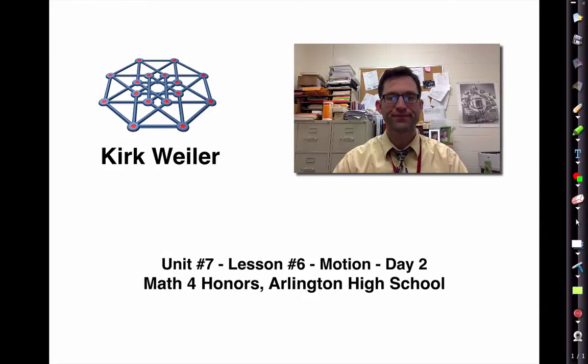I'm Kirk Weiler, and today we're going to be looking at Unit number 7, Lesson number 6, our second day on one-dimensional motion. In our last lesson, if you recall, we're keeping track of either the horizontal position of an object as a function of time, or the vertical position of an object as a function of time. Last time we had the concepts of displacement, which was the change in position. We had average velocity, which was the displacement divided by the elapsed time. And most importantly, we had instantaneous velocity, which now we're just going to call velocity, which was the derivative of the position, and it told us how fast the position was changing and whether the position was increasing or decreasing.